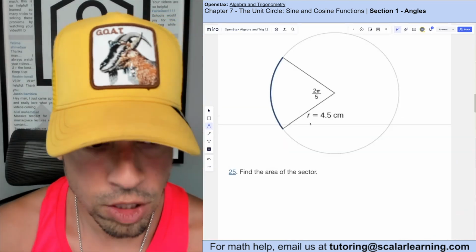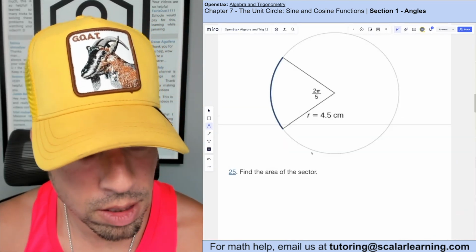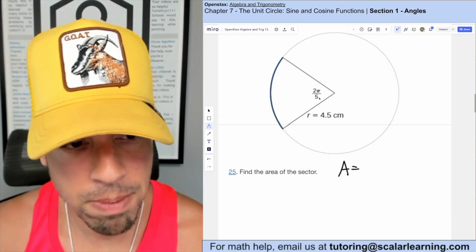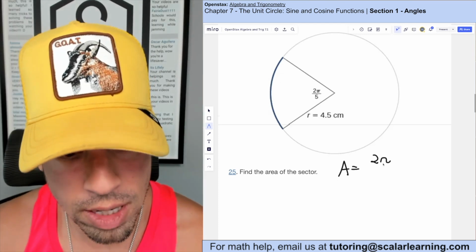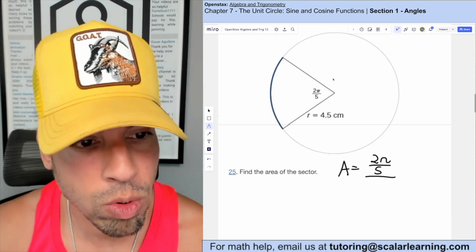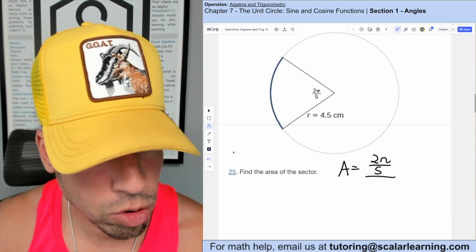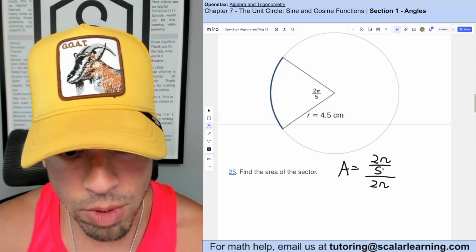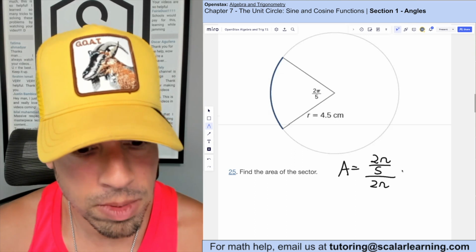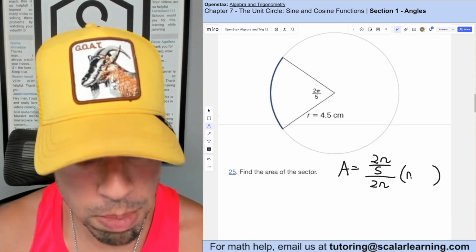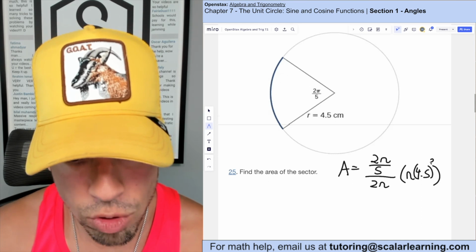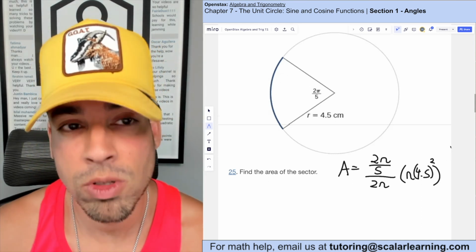Done. So for this question, it says to find the area of the sector, and to do area of a sector, what you do is you do the measure of the central angle, which in this case is in radians. So we take that and we divide it by the total amount of radians in a circle going all the way around, which is 2 pi, right? If we were in degrees, it'd be this over 360. And then it's times the area of the entire circle, which is pi times the radius, in this case 4.5, and that value squared. All right, let's plug it into Desmos and see what we get.